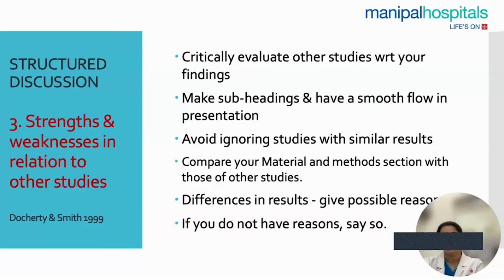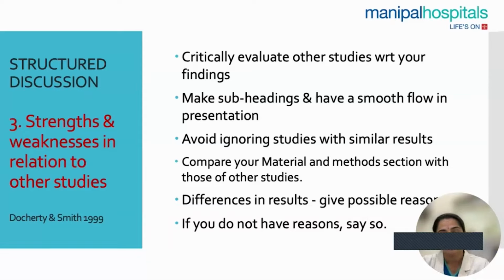The other would be the strengths and weaknesses in relation to other studies. So this is the most important part of the discussion, where you are comparing your study with other studies. So you have to critically evaluate, you have to make subheadings and have a smooth flow in presentation. Now, the tendency is to avoid studies with similar results. Don't do that. If you have other studies with similar results, group all of them together in a common subheading and write all of them together saying our study had similar results as 1, 2, 3, 4, 5 and this is probably because, and give whatever your reason is for that.